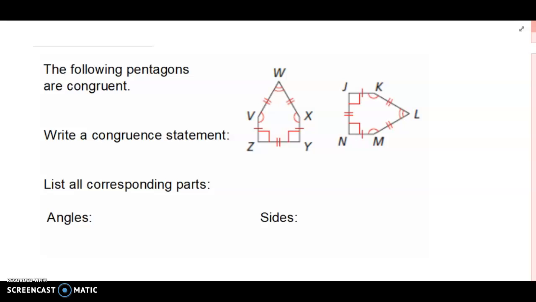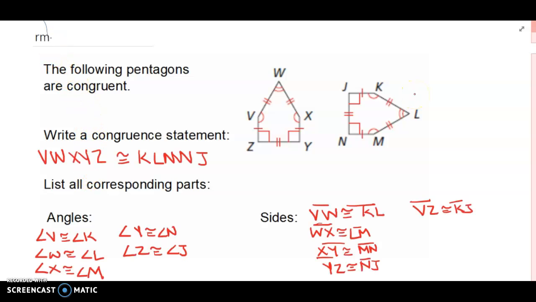All right, guys, so let's start with just a little warm up here. Now, this is review. So I want you to go ahead and use this figure here and then write a congruent statement and also list all the corresponding angles that are congruent and all the corresponding sides that are congruent. So go ahead and do that now and then we'll go over it.